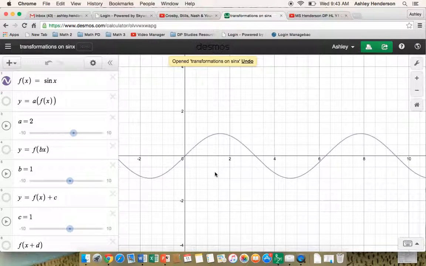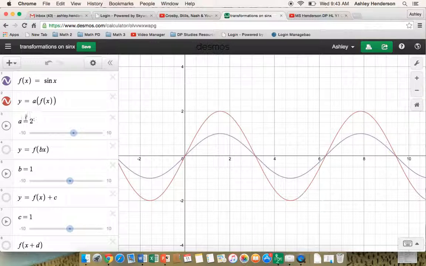Okay, we're going to focus on our f of x being a sine function. All right, let's look at a vertical stretch. So I've let a equal 2 here in this function. A equals 2. Do you notice that my function now goes from 0 to 2 instead of 0 to 1?